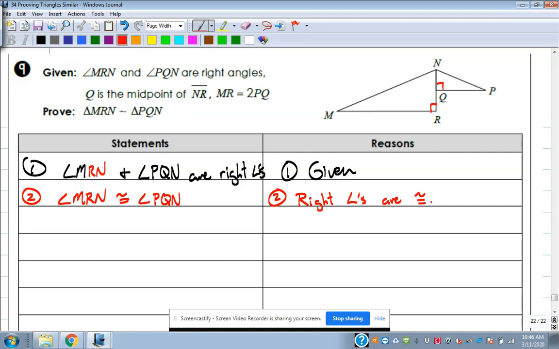And so we know that because right angles are always congruent, right? It's also legal to do an extra step and say that the measure of angle MRN is 90 and the measure of angle PQN is 90, and that they're equal to each other, and then have 2 extra steps in there. I'm okay with you doing this. We know that. That's just jumping straight to it. So that gets us a couple of congruent angles.